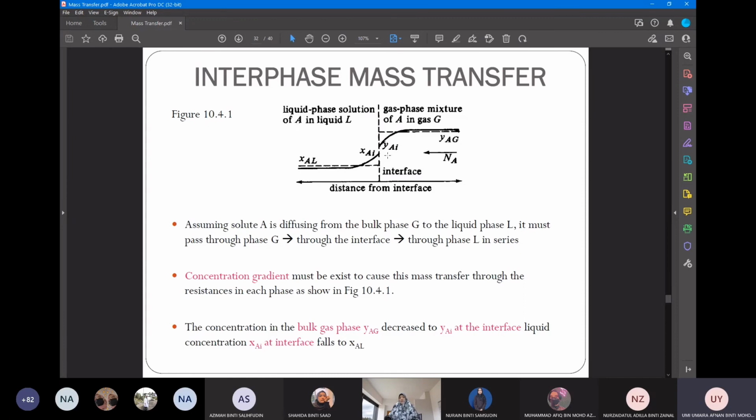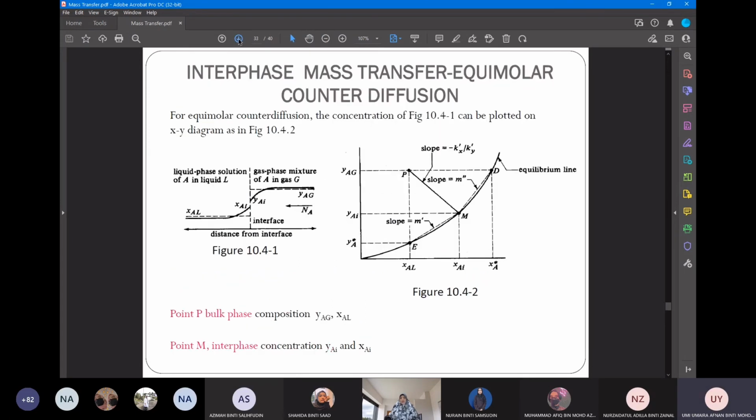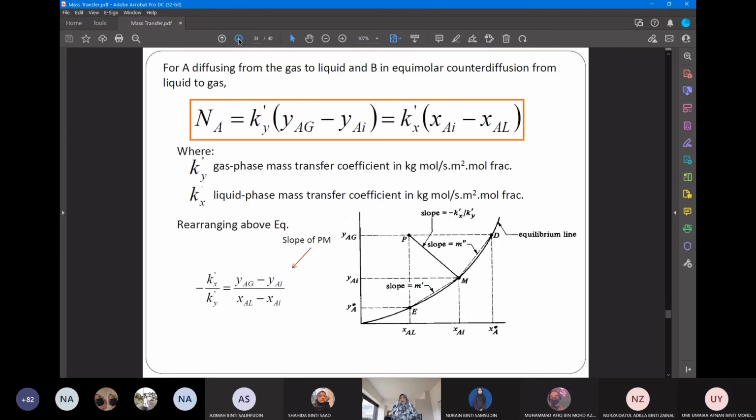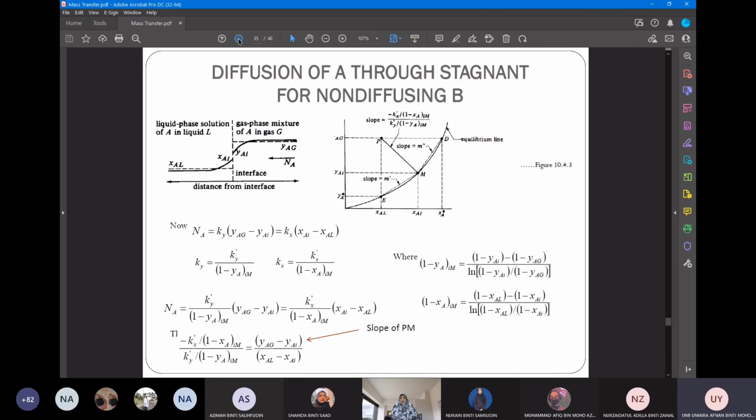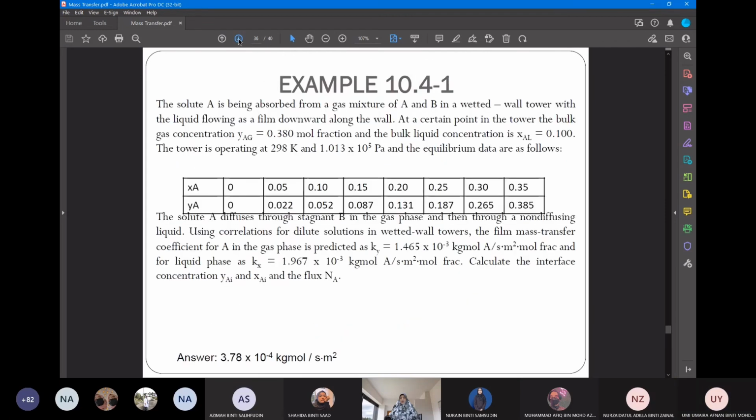So I will give you the video regarding this interface mass transfer. Please watch that video. We don't have time. This is just for your information only. The rest is for your knowledge only.